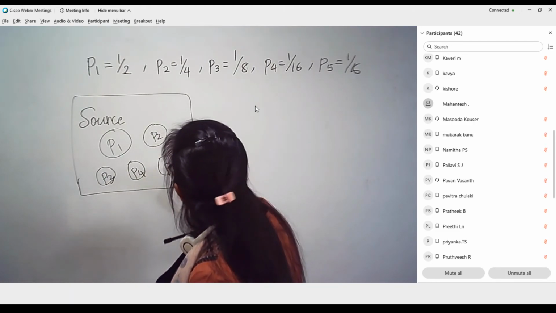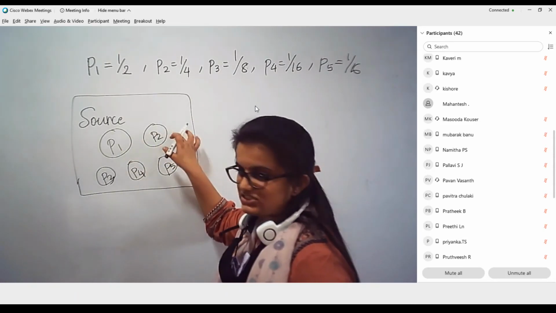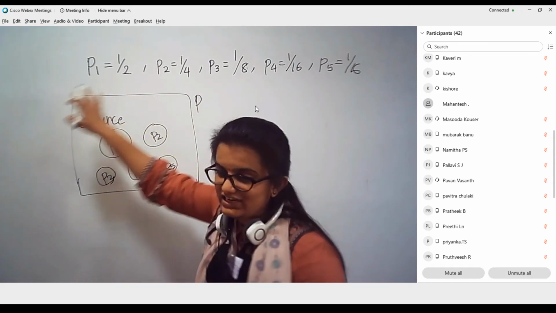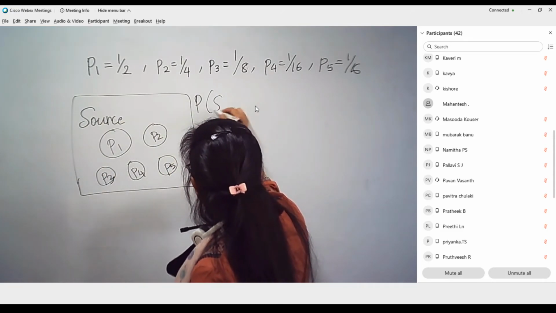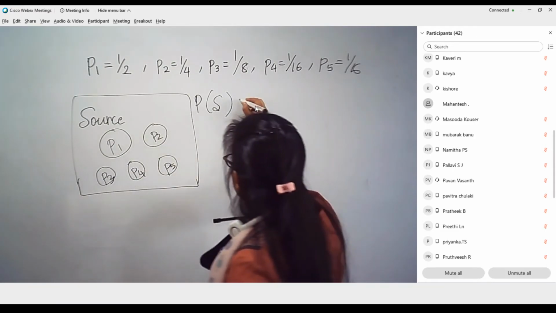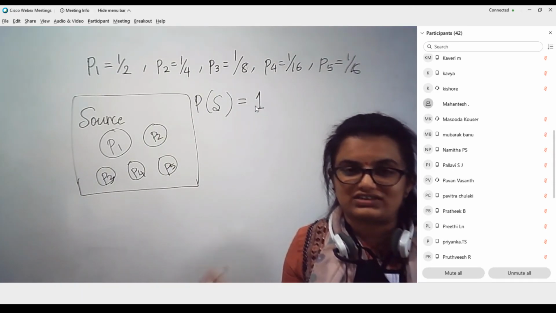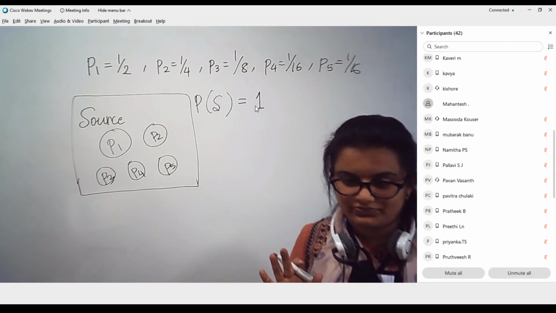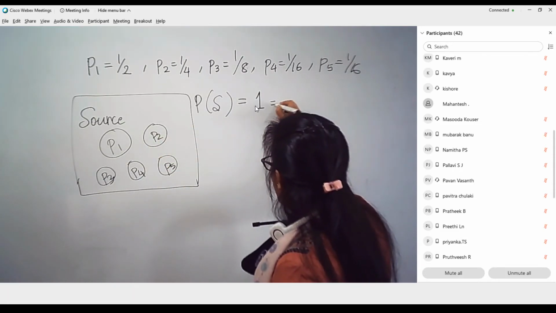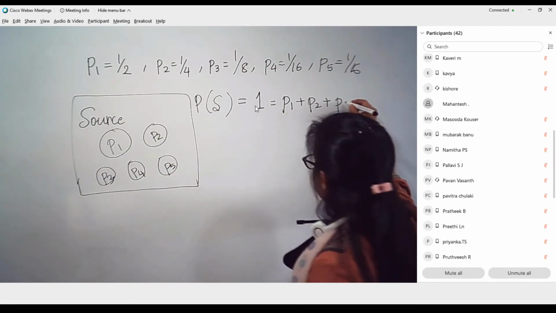P3, P4, P5. Okay. So each message will have its own probability of occurrence. When I take the probability of the entire source, which is a sum of all possible probabilities of the messages, it should always be equal to 1. Please remember that. That is when we call such a source an ideal source, otherwise it's not an ideal source. Whenever we consider a source of alphabets or source of messages, the probability of individual messages should add up to a value equal to 1.